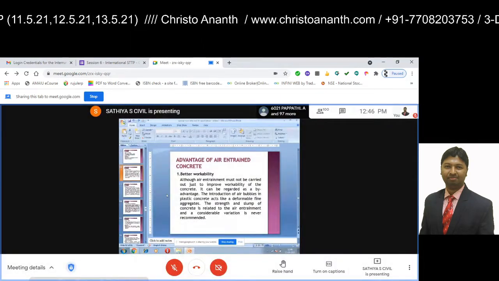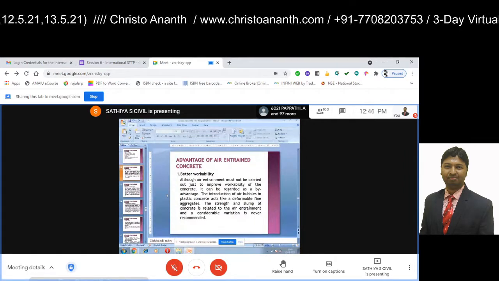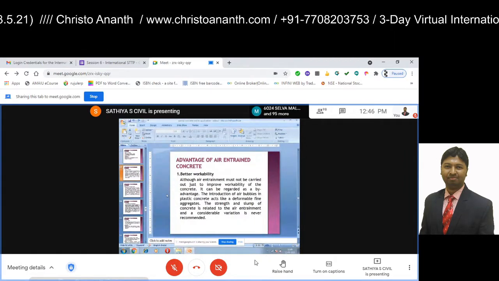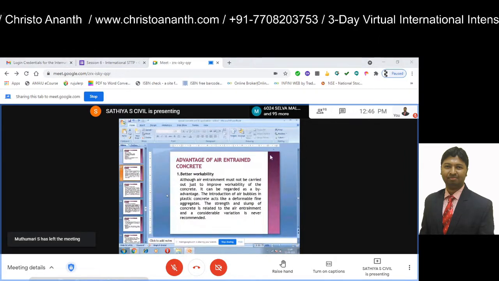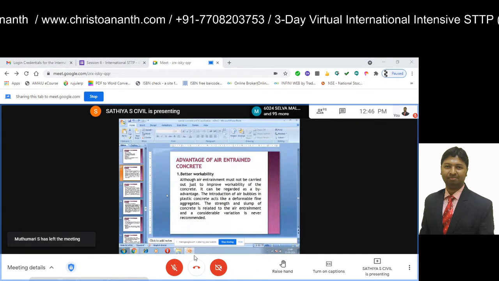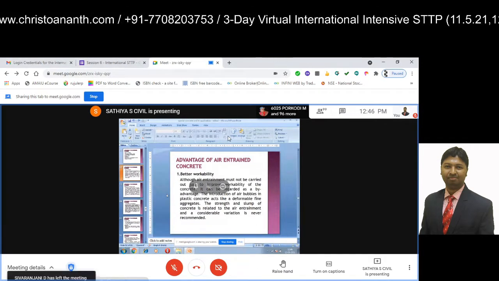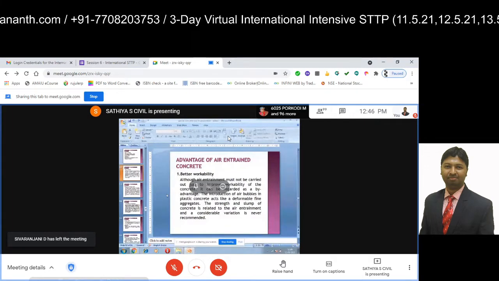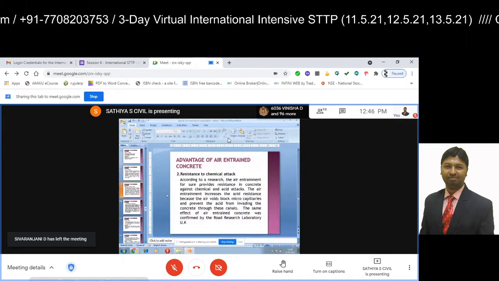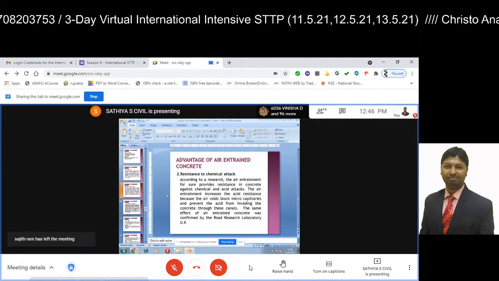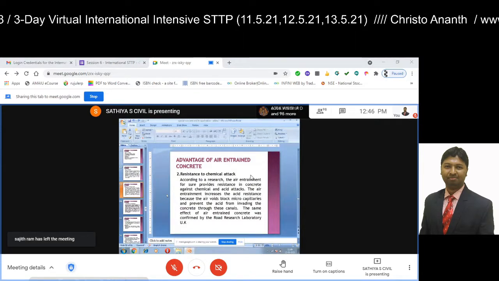Then the introduction of air bubbles in plastic concrete acts like deformable fine aggregates. Then the strength and the slump of the concrete are related to the air entrainment, and considerable variation is never recommended. Then another advantage of air entrained concrete is resistance to chemical attack.